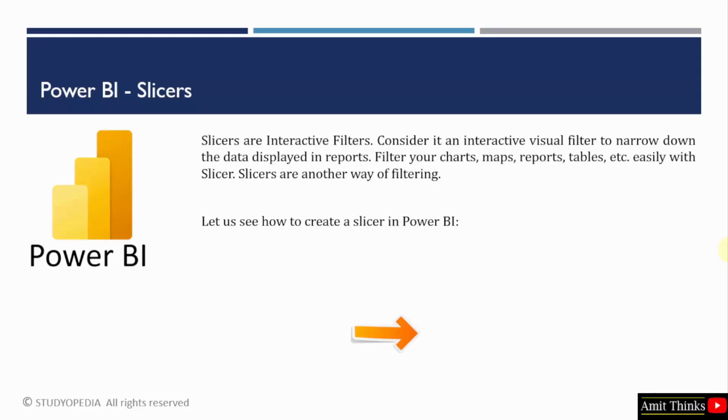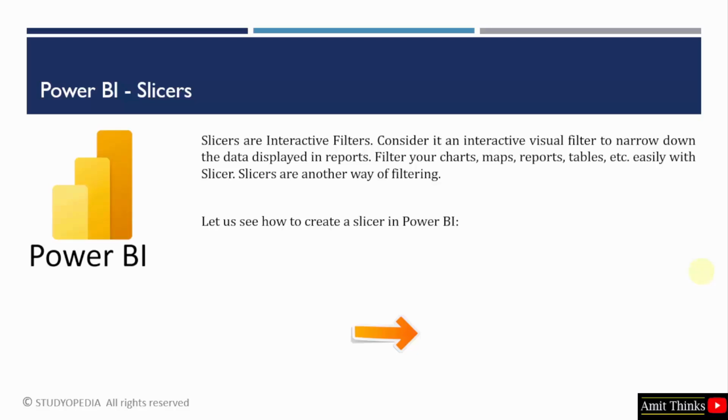Let's say you want sales for a specific region from your data, let's say North India. Okay. Let's say for a particular state. We saw an example before related to filters to get the sum of sales for a specific state in the US. In this way, we have interactive visual filters in the form of slicers. You can easily filter your charts, maps, even reports with slicers. As I said before, you can relate slicers and filtering. So slicers are another way of filtering. So now we will see how we can easily create a slicer in Power BI.